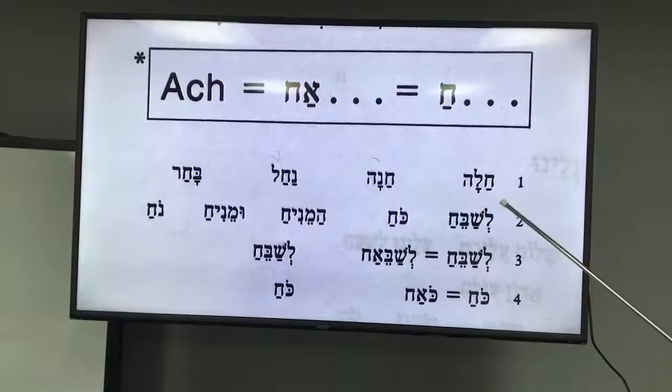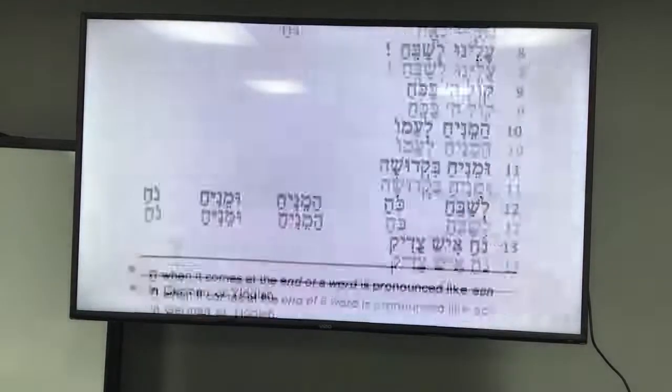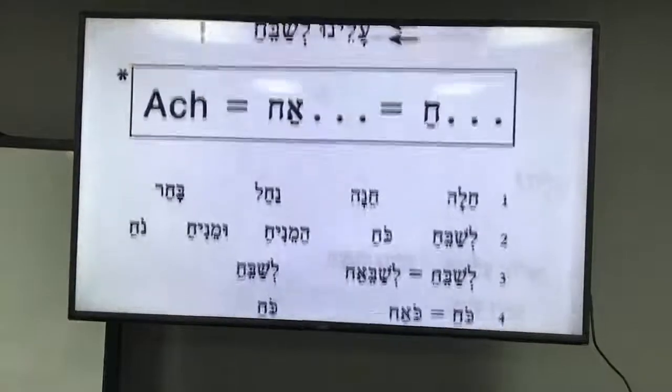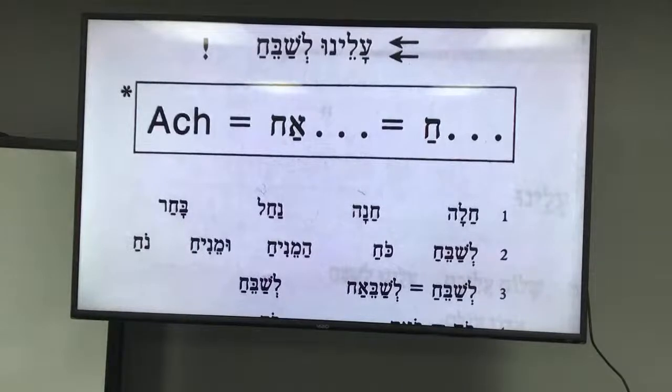If it's at the beginning, you would read it like this. On line 1 would be chala, then chana, nachal, bachar. That's how you read it when it's at the beginning or in the middle of a word. But if it's at the end of the word, you read it differently. There's a little asterisk at the bottom: when it comes at the end of a word, it's pronounced like ach in German or Yiddish.